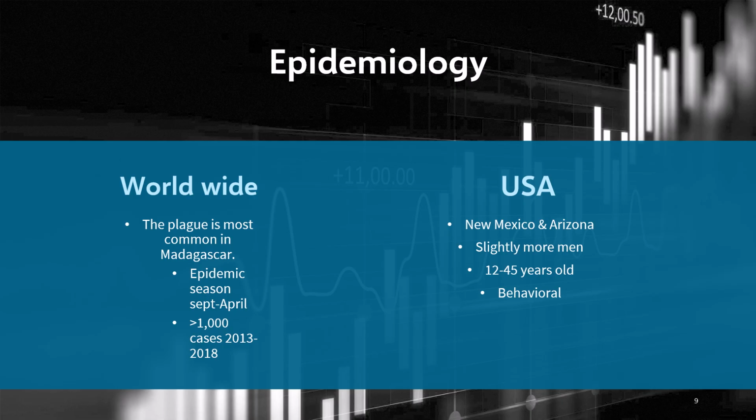Worldwide, Madagascar is the most common place where the plague is found. They actually have an epidemic season that lasts from September until April. And just from 2013 until 2018, they've had over 1,000 cases. That's in comparison to the United States, which has had just over 1,000 cases since the bacteria first arrived.